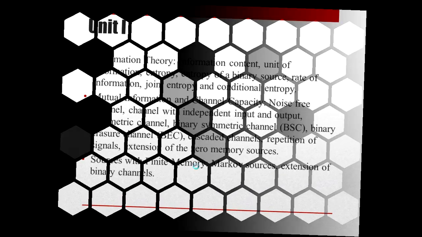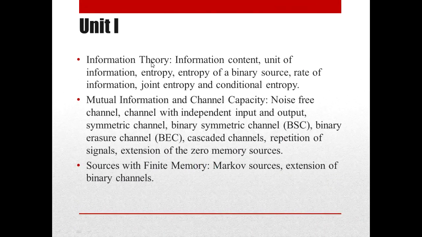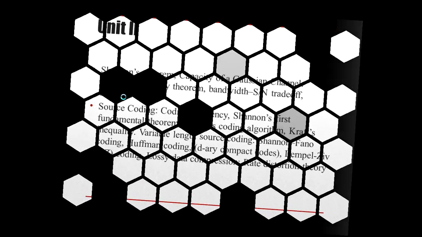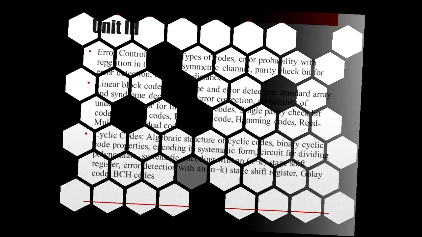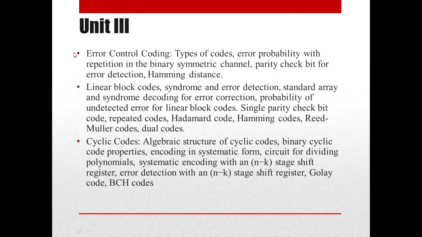So this is the content. This is unit 1, which consists of information theory, mutual information, and channel capacity. So these are the different types of channels which are there. In unit 2 you have source coding techniques and certain theorems with respect to source coding and channel coding. Unit 3 we have channel coding. This is the content for unit 3, that is error control or channel coding.